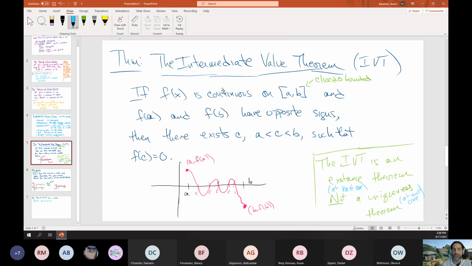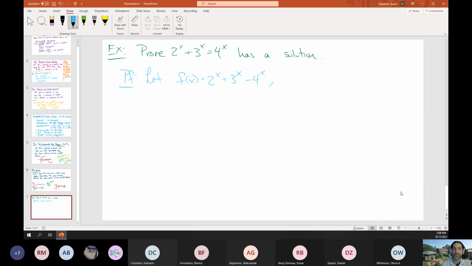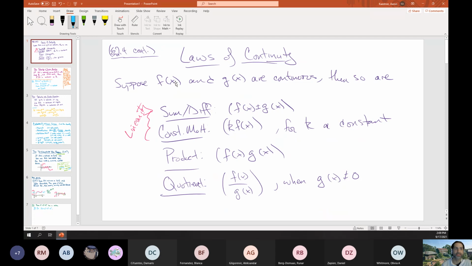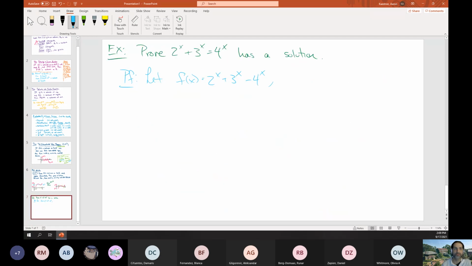Now, the first thing that I need to show is that I have a function that's continuous on some closed and bounded interval. So let's first just talk about continuity. If I look at this function, it's the sum and difference of a bunch of exponential functions. And we said earlier that exponential functions are continuous for all real numbers, and we had a law of continuity that said if I had two functions, f and g, that are continuous, then their sum and difference is also continuous.